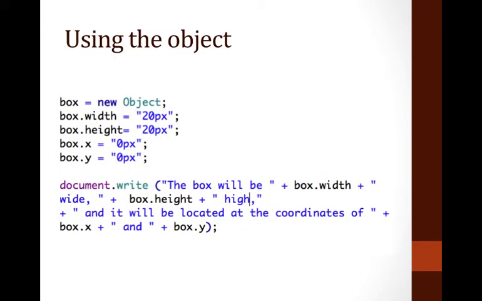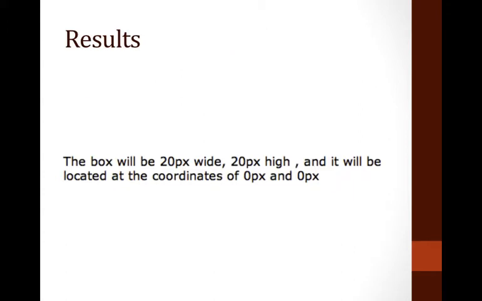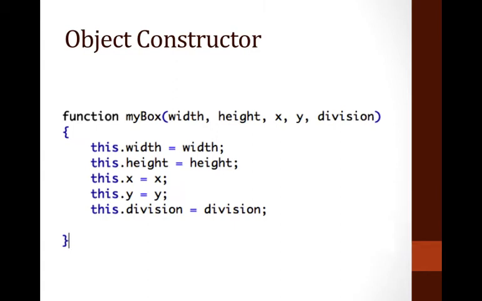If we were to use this object, we could use a document.write statement, and we can access each of those variables, which are grouped logically together. If we do that, this is the result. The box will be 20 pixels wide, 20 pixels high, and it will be located at the coordinates of 0 px and 0 px. Those are your x and y coordinates.